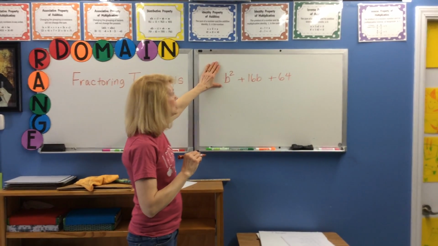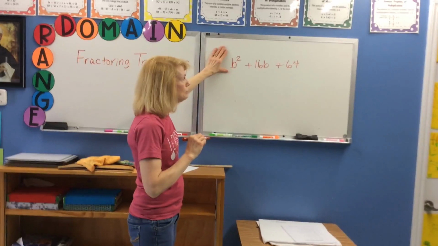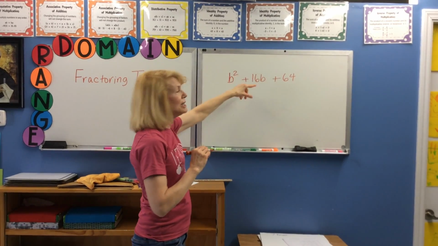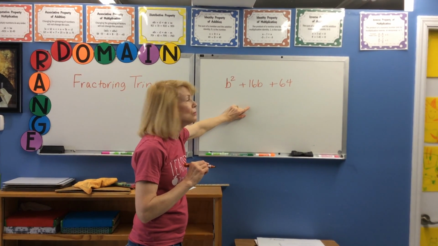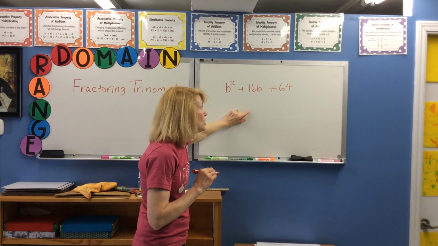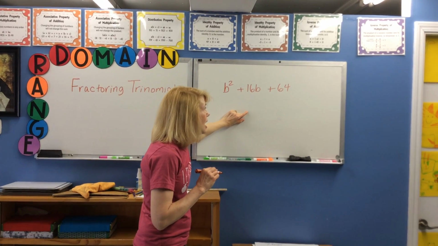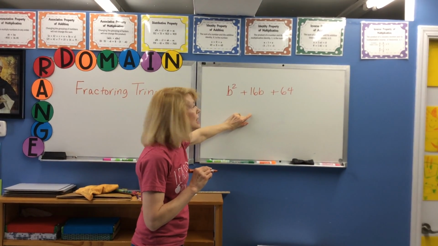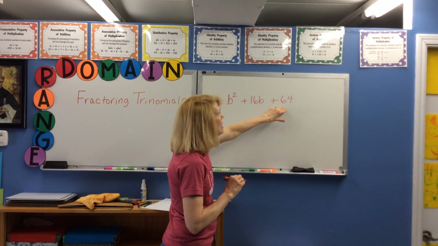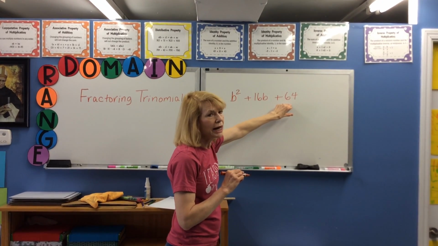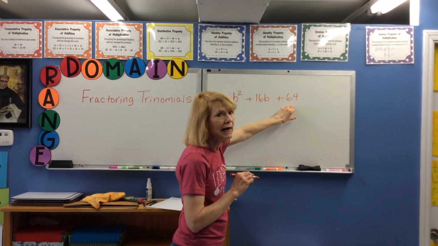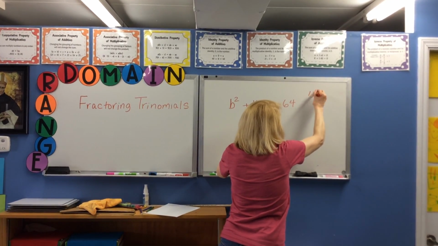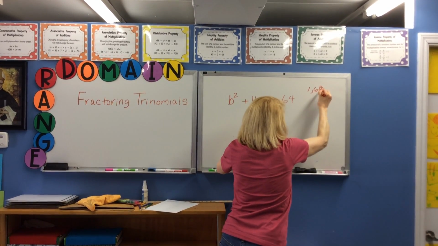Okay, so b squared plus 16b plus 64. Okay, now 64 has a lot of factors. You've got 1 and 64, you've got 2 and 32, you've got 4 and 16, and you've got 8 and 8. Okay, so you may be able to look at this, and the first thing that pops in your head, though, is that 64 is 8 times 8. But anyway, just for the sake of argument, put 64.